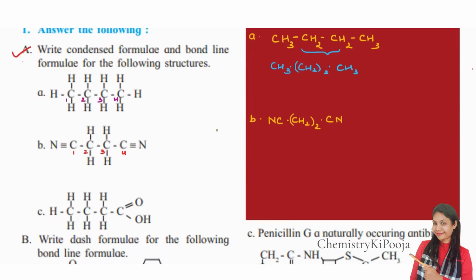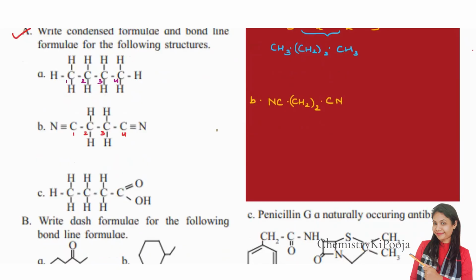Coming to the third one. The third one is again of a similar type. So quickly I'm going to write down the condensed formula. Let me first number it, 1, 2, 3 and 4. Now here the numbering is CH3 on the fourth carbon. Then the third and the second carbon each have a CH2, so I'm going to write CH2 twice. And then the first one has COOH. So I'm going to write it in this way. Clear? So these are the condensed formulas I have written.